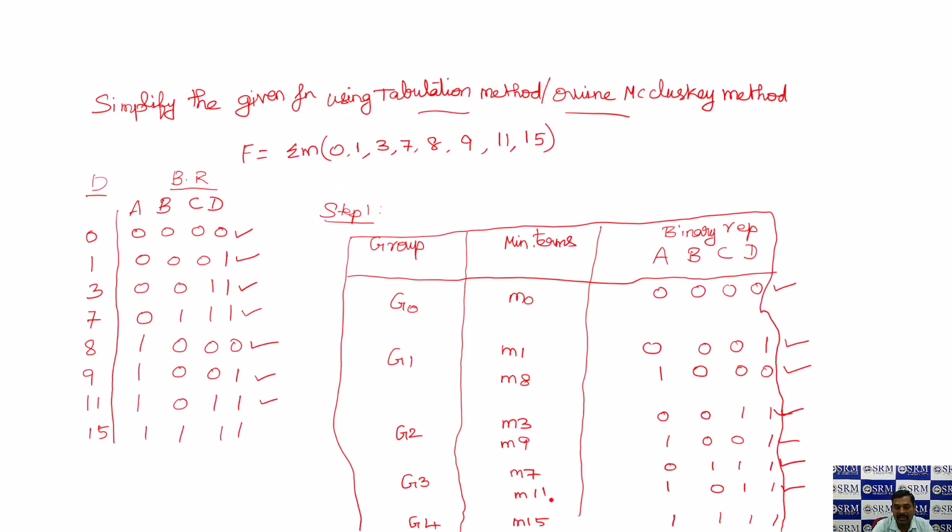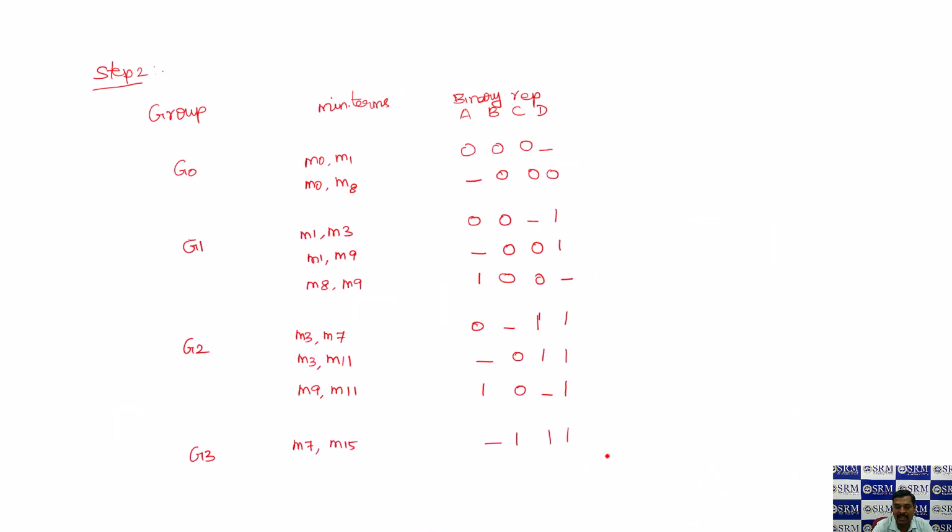Now go back to step 1. Now you can compare this M11 with M15. Only the second bit, that is B, is varying and the remaining bits are same. Now I can write this as M11 with M15. That is 1, the second bit is varying, so a hyphen, the third bit is 1, the fourth bit is 1. This is now step 2.